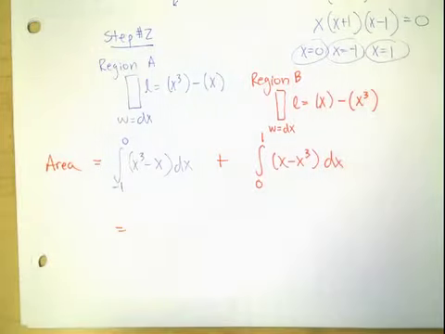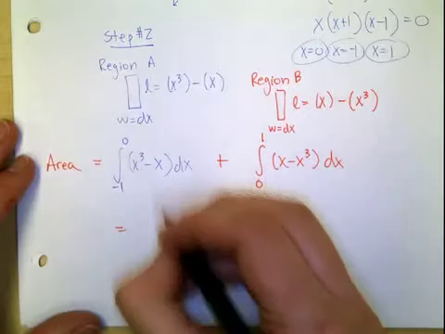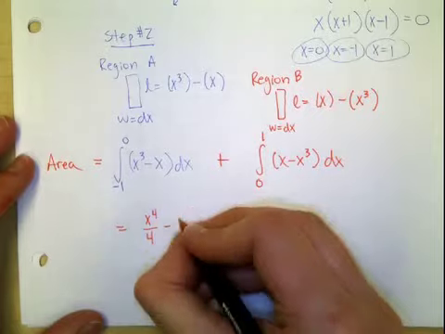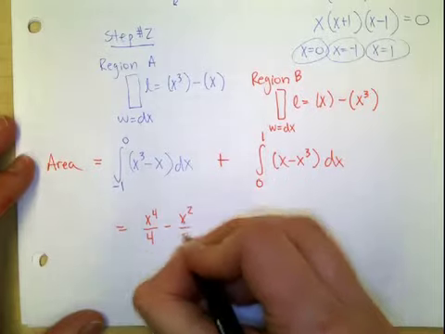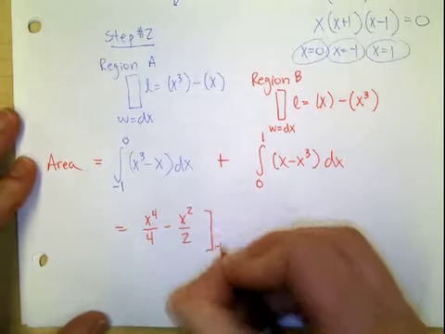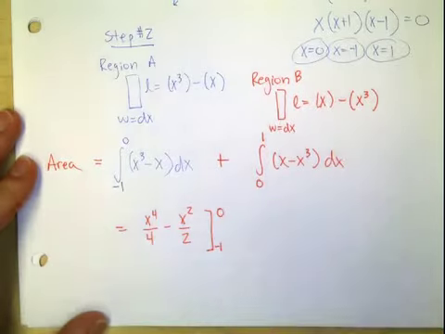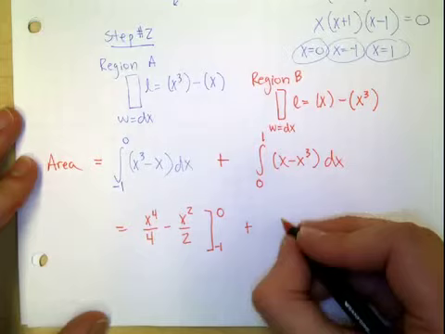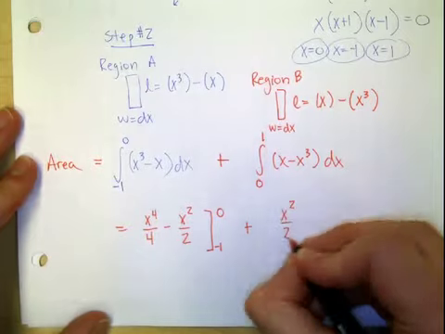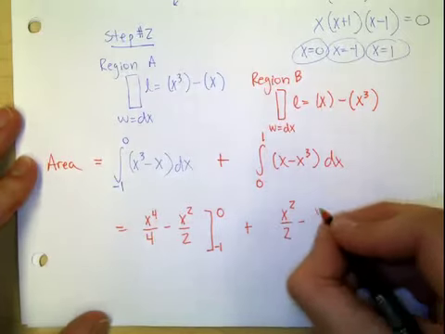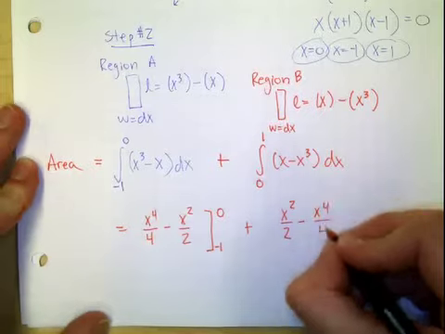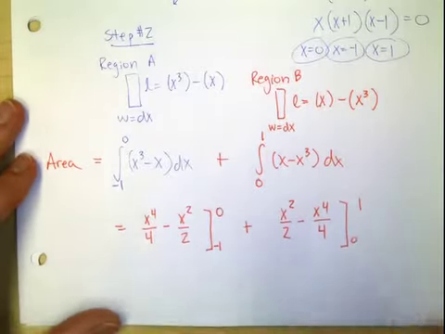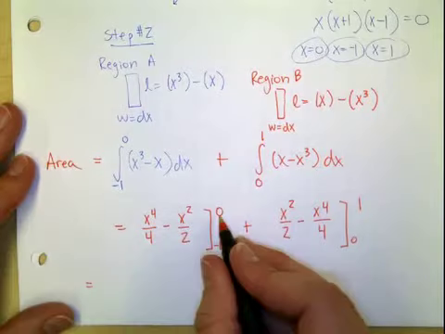So I'm going to write equals, and we'll give both of our answers here. X cubed is going to be x to the 4th over 4 minus x becomes x squared over 2, bracketed from negative 1 to 0. Then we'll add this on to this one, which is going to be x becomes x squared over 2 minus x cubed becomes x to the 4th over 4, bracketed from 0 to 1. And let's just carefully plug everything in.